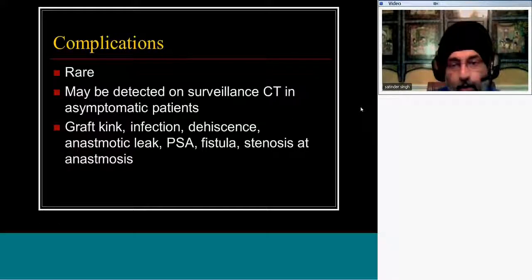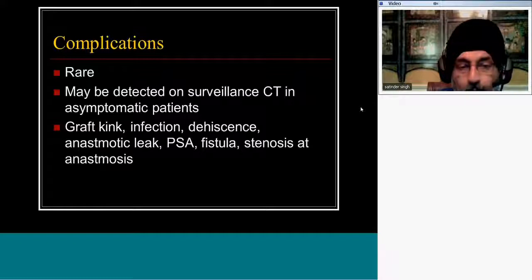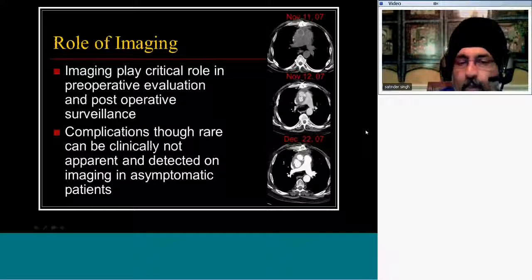The complications are rare, especially nowadays with such advancement of perioperative anesthetic support for these complicated patients. The important thing is that we do surveillance imaging to detect complications, which often happen in asymptomatic patients. Okay? These are the various complications which we'll go over one by one.